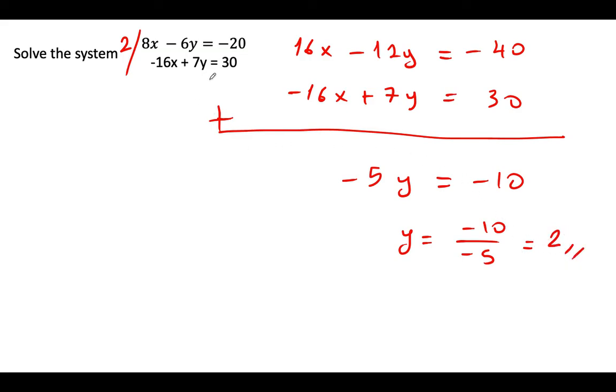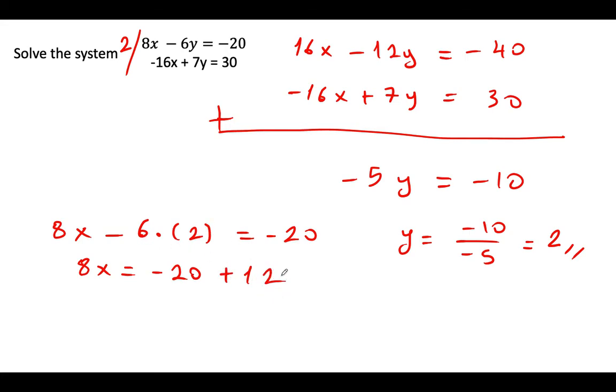And then I can substitute in the first one or in the second one. Let me try the first one. 8x minus 6 times 2 is equal to negative 20. So 8x is equal to negative 20 plus 6 times 2, which is 12. You know, it was negative, so on the other side it is positive. So negative 20 and positive 12 will be negative 8. So 8x is negative 8, which means x is equal to negative 1.